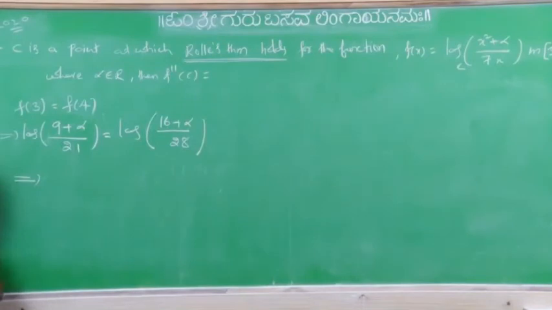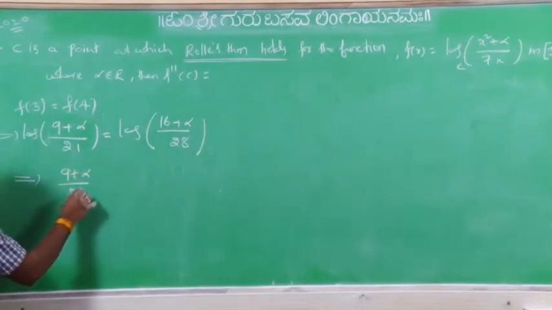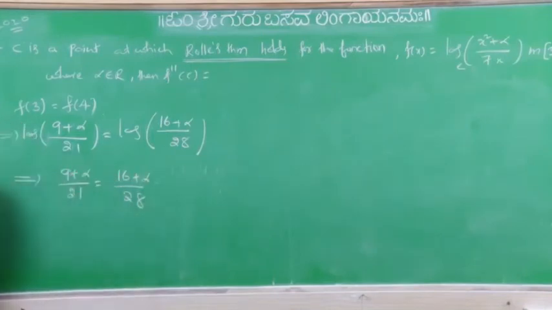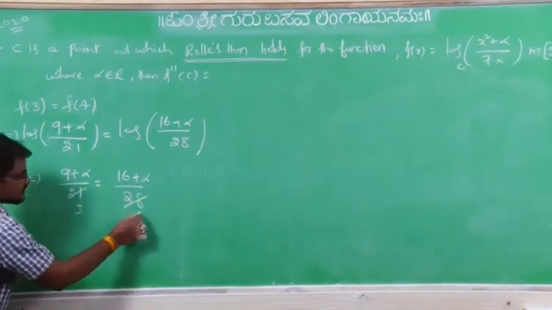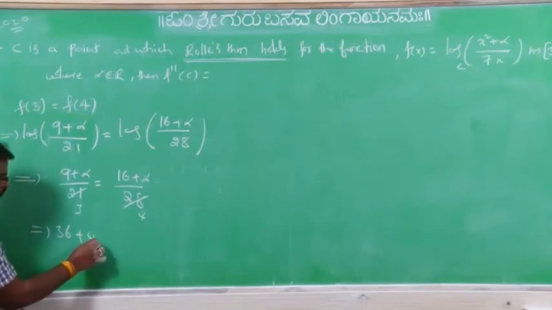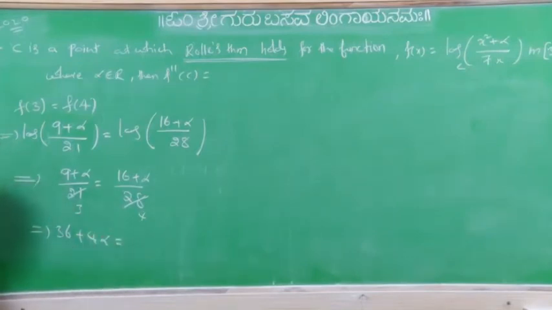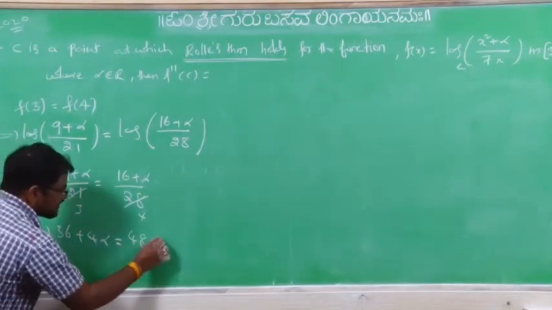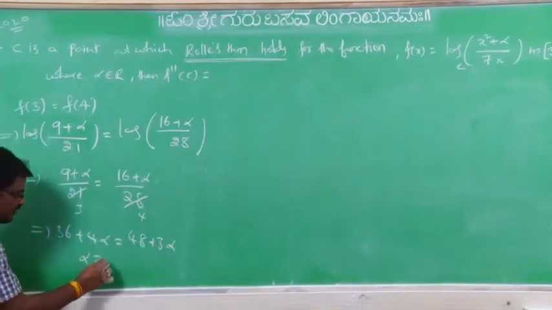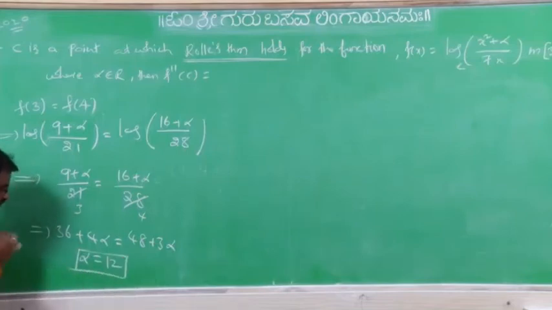Now that implies (9 plus alpha) divided by 21 equals (16 plus alpha) by what? 28. Right. Now this is 3 times, this is 4 times, cross multiplication. 36 plus 4 alpha equals 48 plus 3 alpha. Bring 3 alpha to this side, alpha equals 12. So this is the alpha value.